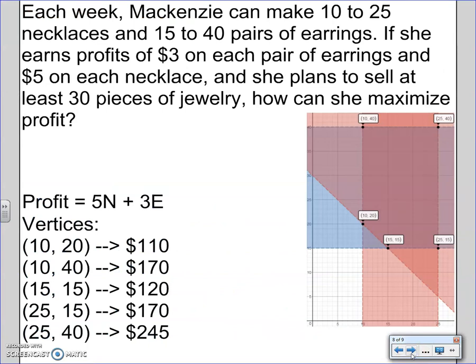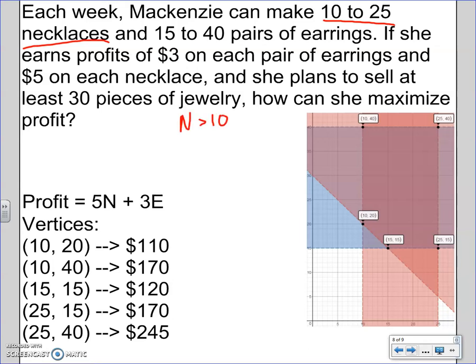So each week, Mackenzie can make 10 to 25 necklaces and 15 to 40 pairs of earrings. If she earns profits of $3 on each pair of earrings and $5 on each necklace, she plans to sell at least 30. How can she maximize her profit? Well, she has a lot of restrictions. She can make 10 to 25 necklaces, so my equation is necklaces has to be more than 10.